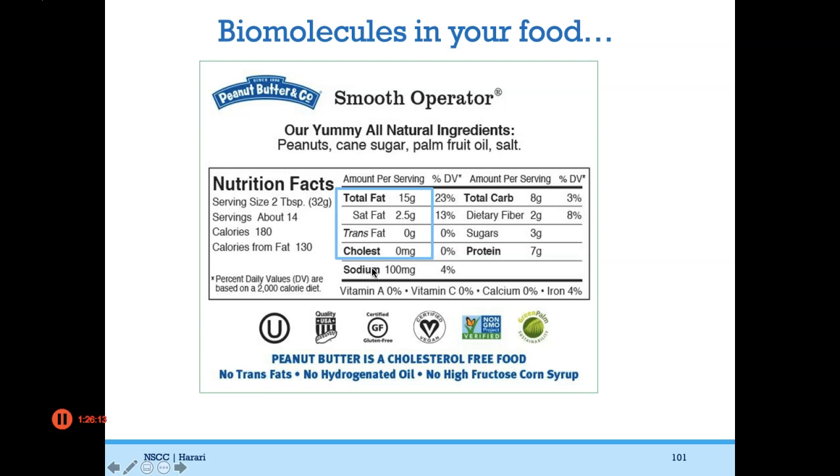Sodium is not a biomolecule. Sodium and iron are both elements. So those are minerals. Those are not considered biomolecules.